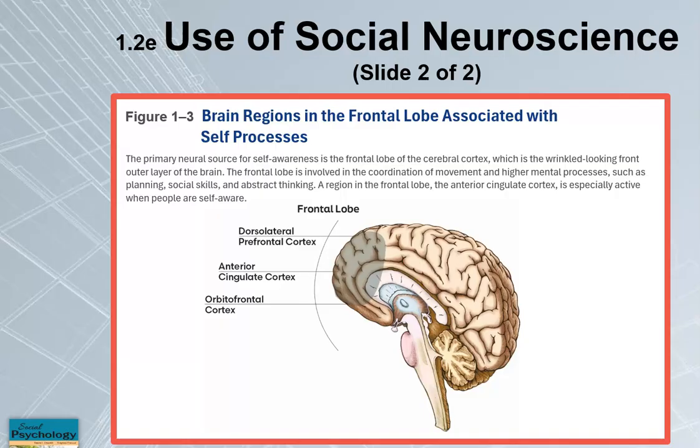So all these structures here are shown. The brain regions in the frontal lobe, that is right behind the forehead area in the human brain. And the frontal lobe is involved in coordinating things like movement and higher mental processes, meaning making plans, our social skills, and thinking abstractly.